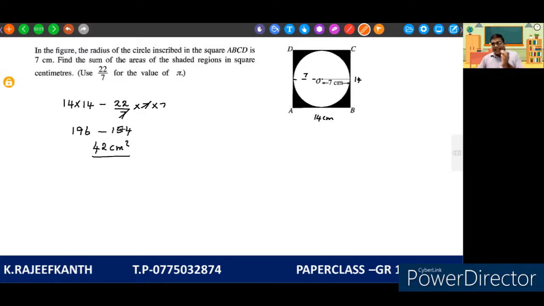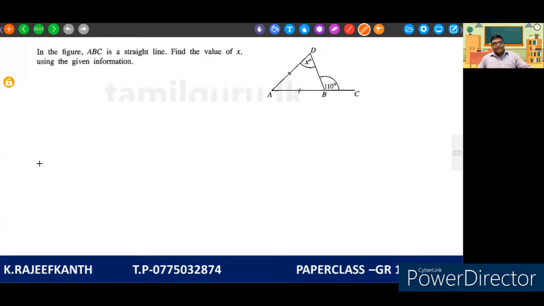So how can we find the area of this shaded region? First, we have to find the area of the square. Then we have to find the area of this circle. Then if we subtract the area of the circle from the area of the square, we can find the area of the shaded region. The next one.